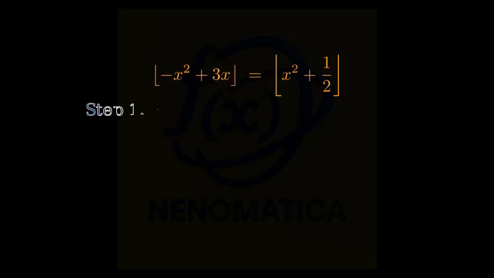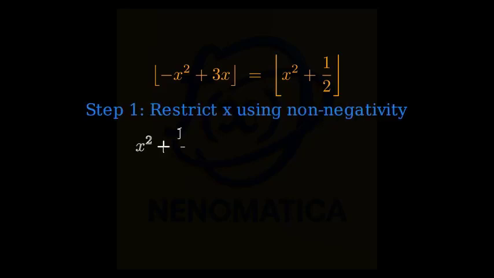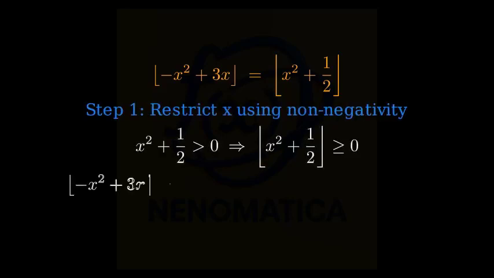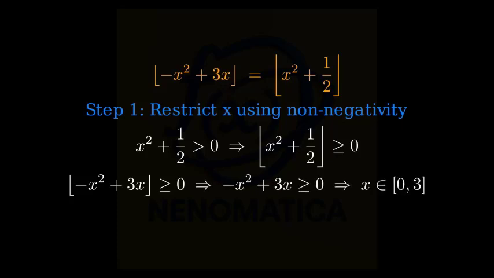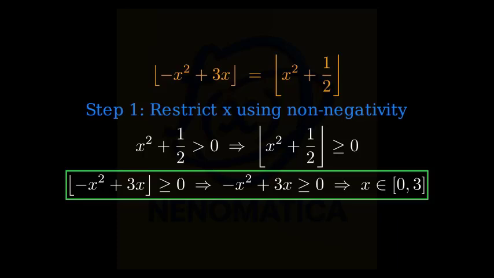Step 1. Notice that x squared plus 1/2 is always positive, so its floor is at least 0. Because both floors are equal, the floor of negative x squared plus 3x must also be at least 0. That forces negative x squared plus 3x to be greater than or equal to 0, which gives x between 0 and 3, inclusive.